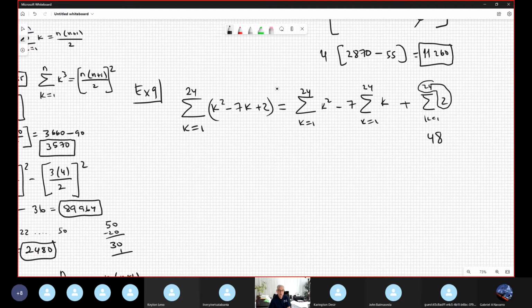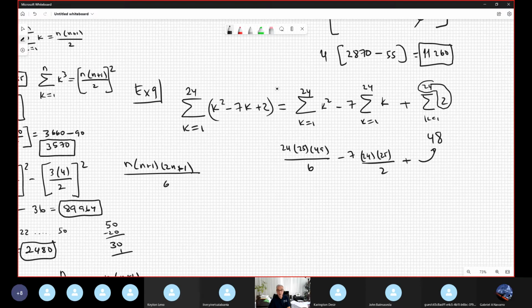The formula for the square, I want to repeat again, is n times n plus 1 times 2n plus 1, divided by 6. In our particular example, 24, 25, and 49, because 2 times 24 is 48, plus 1 is 49, divided by 6. Minus 7, don't forget this factor. And this is 24 times 25 divided by 2. Plus, don't forget 48.